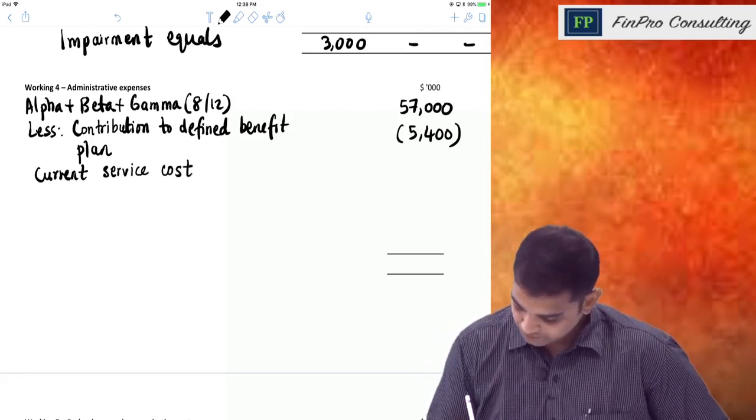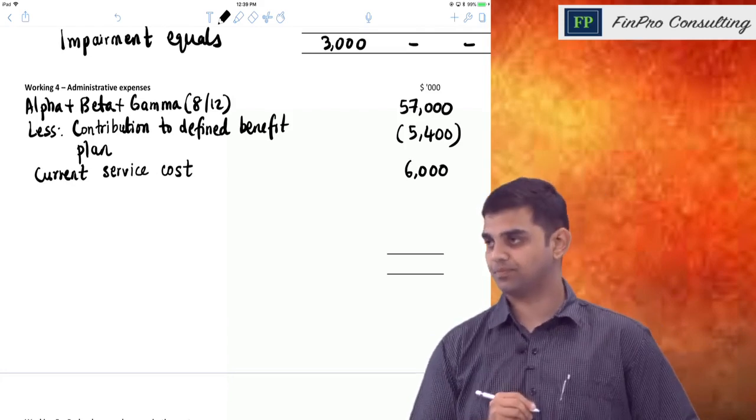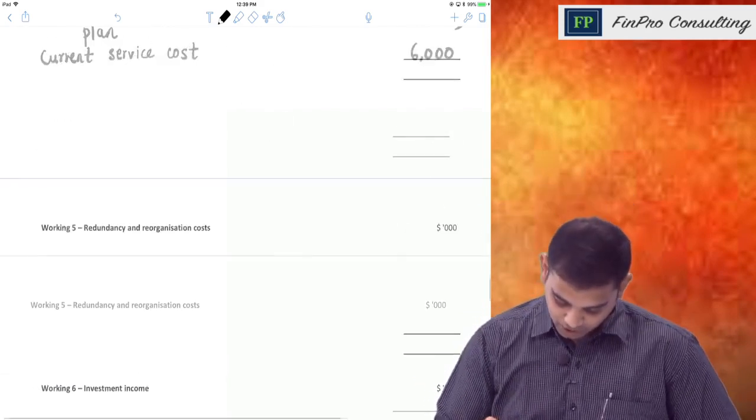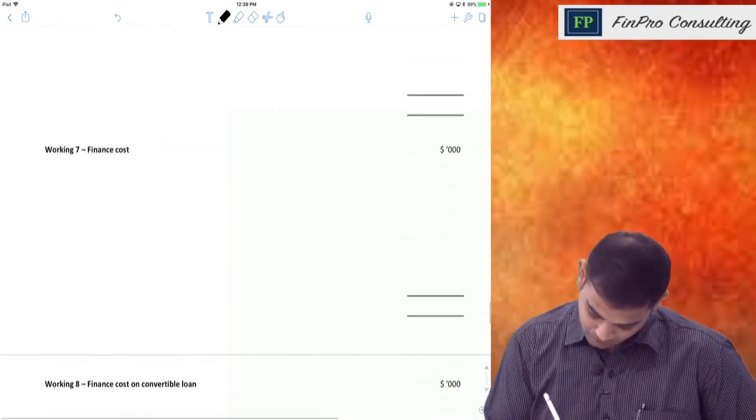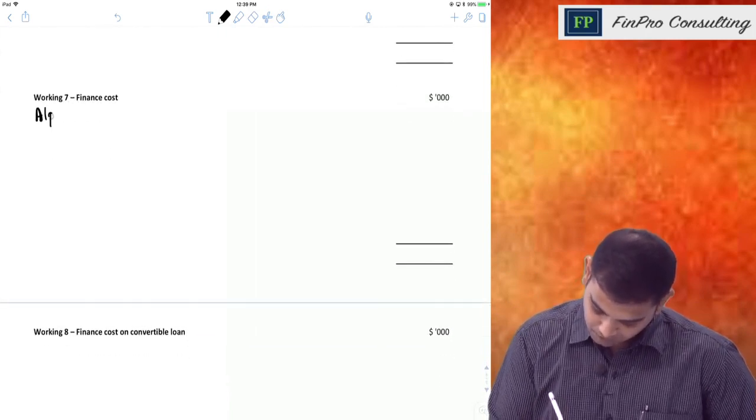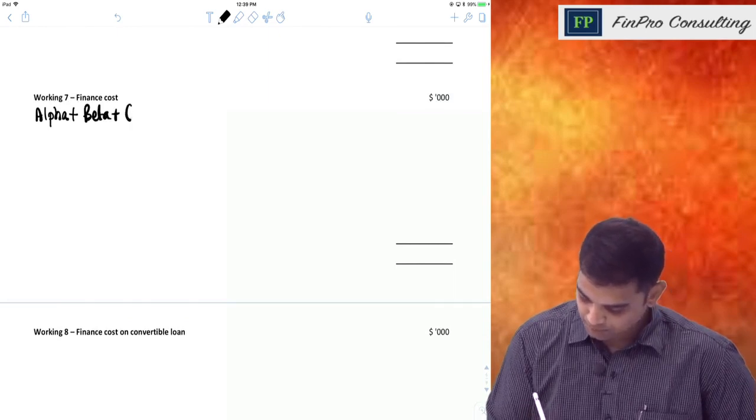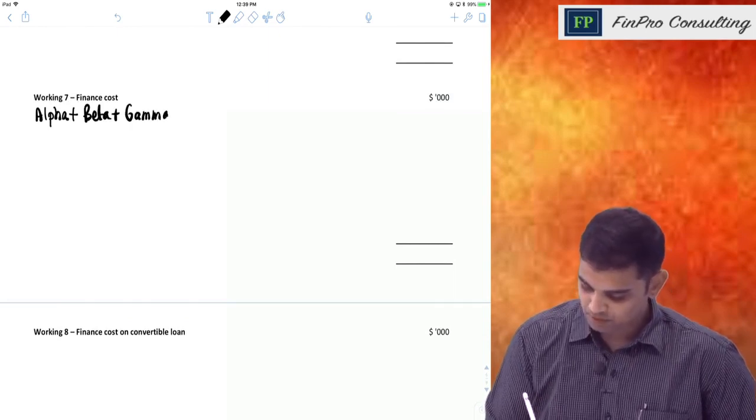6,000 positive, increasing my cost. Then I have interest cost. So I have a working note for finance cost. So first write alpha plus beta plus gamma. Gamma is 8 by 12.